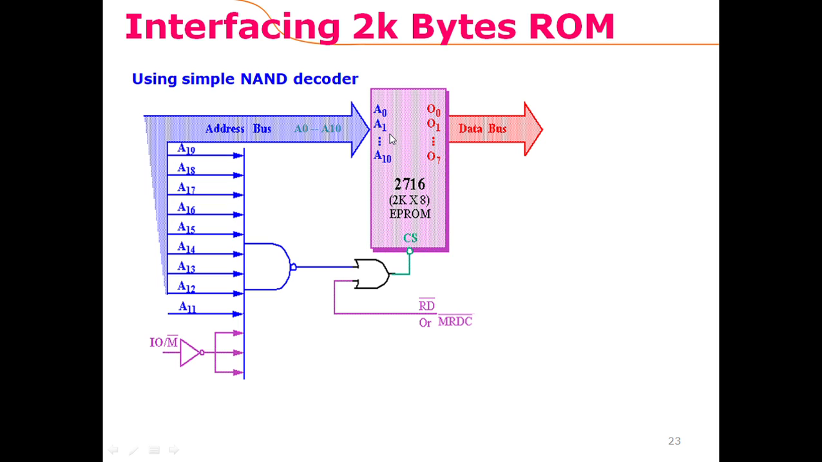So obviously O0 till O7 are the output pins, and to address each location of the memory for 2 kilo, we need 11 address pins. So A0 till A10 are the address pins, and then there is a chip select pin that enables this memory chip. So this is a 2 kilobyte memory in total, and we want to interface this 2 kilobyte memory with the 8086 or 8088 microprocessor.